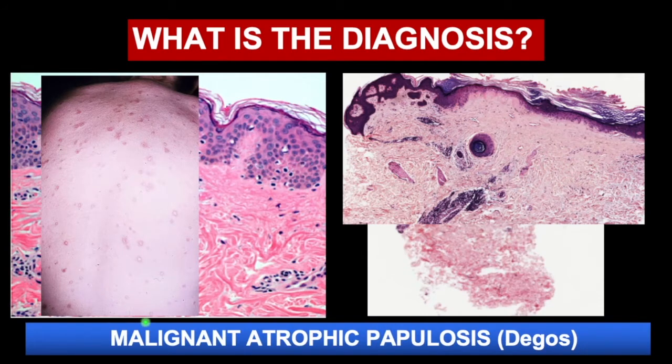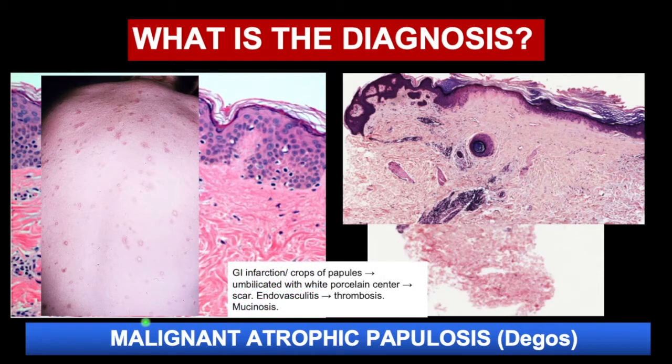So this is malignant atrophic papulosis, or Degos disease. They say there are only 50 living people, and there are 200 cases reported in the literature. Usually you see, in addition to the skin disease, GI infarction. It appears as crops of umbilicated papules on the trunk. And usually, if you look with the dermoscope, you will see a white porcelain center.